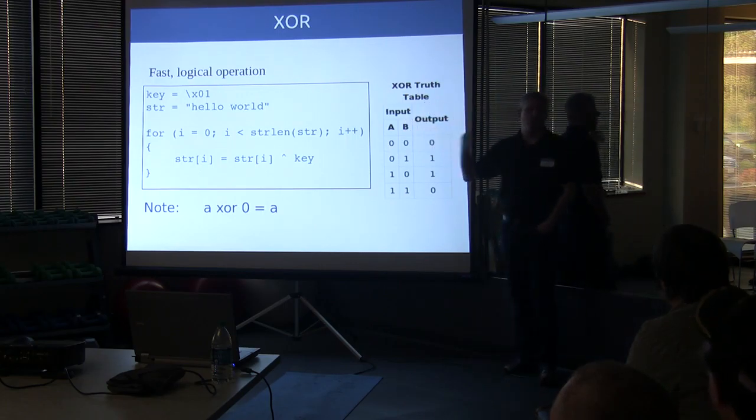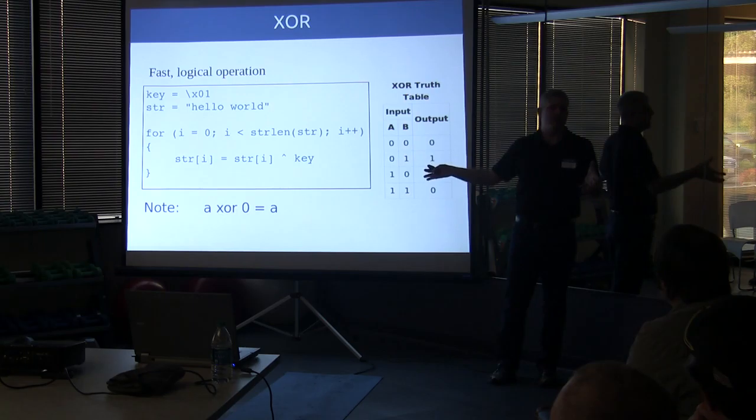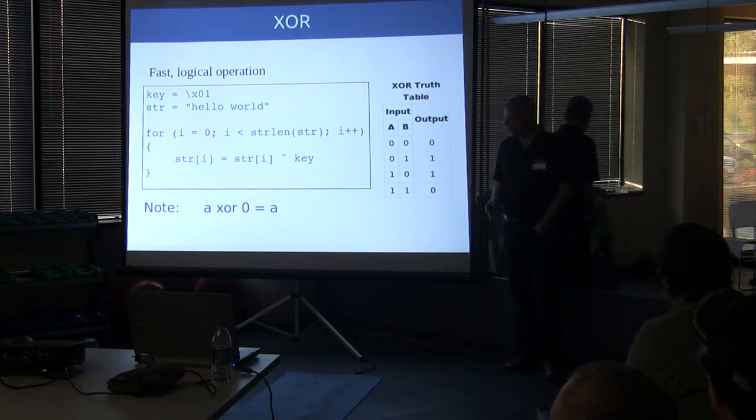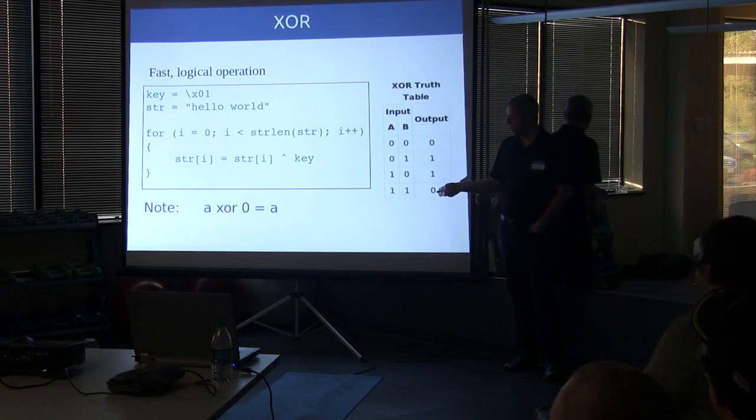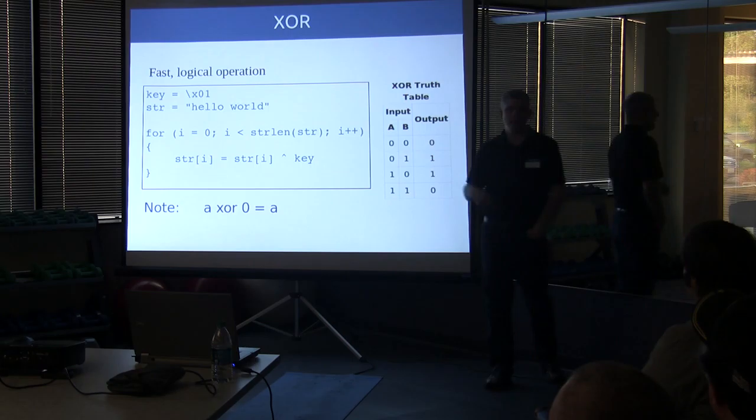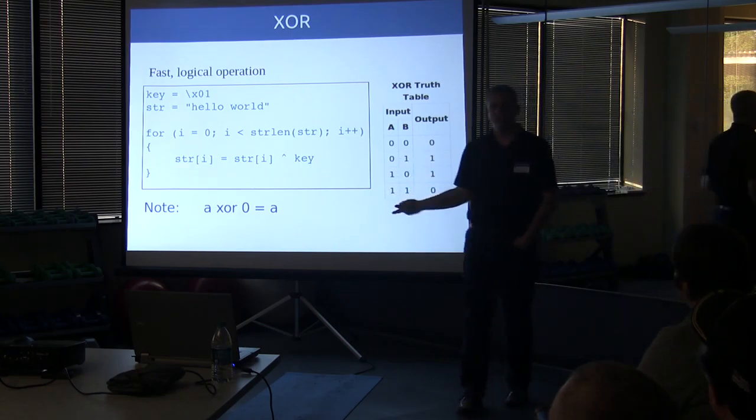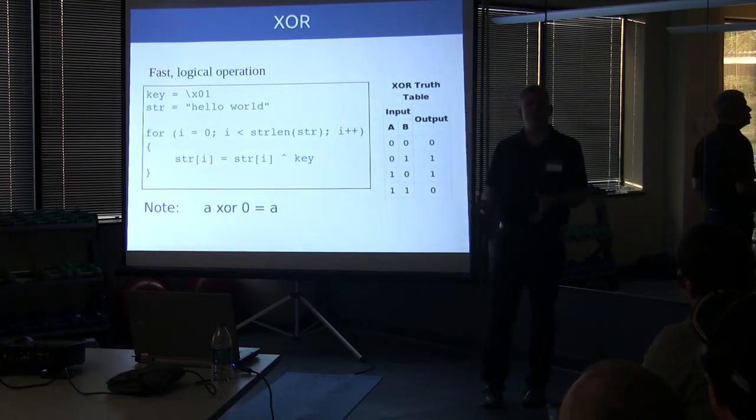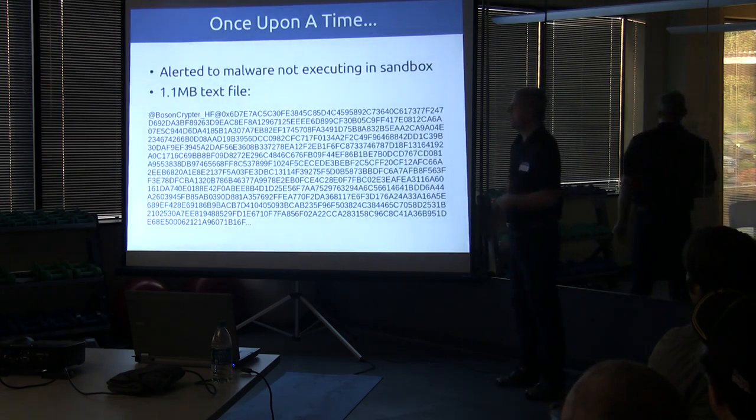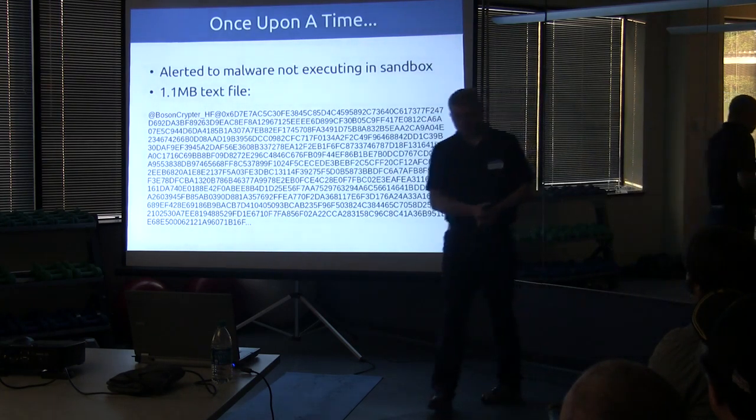And keys don't have to be one byte. You can have multi-byte keys. One of the interesting things about XOR, though, is if you XOR anything by 0, you get itself out. So A XORed by 0 equals A. And you can actually use this to your advantage, and we'll see how later.